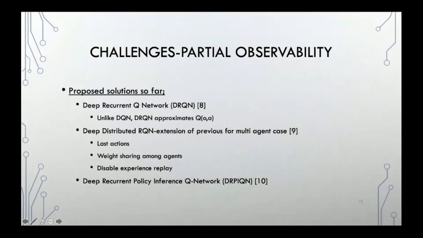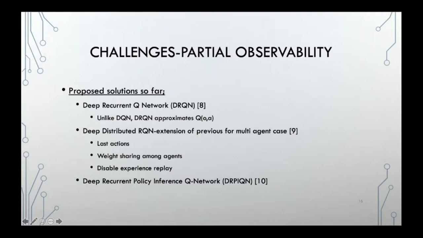There is also the deep recurrent Q network. This is for the single agent case, but the extension of this work is the deep distributed recurrent Q network. Unlike DQN, the deep recurrent Q network approximates the Q function of observation and state action instead of the Q function of state and action. And the deep distributed version of this adds last actions, weight sharing among agents, and disabling experience replay. Inter-agent weight sharing means that all agents use the weights of only one network, which is learned during the training process. And as the name refers, disabling experience replay excludes the replay memory feature of DQN.